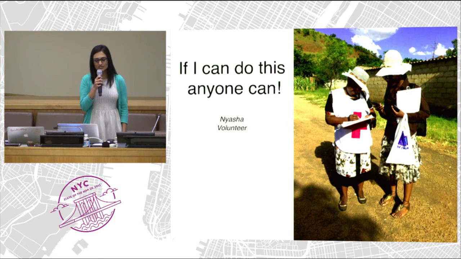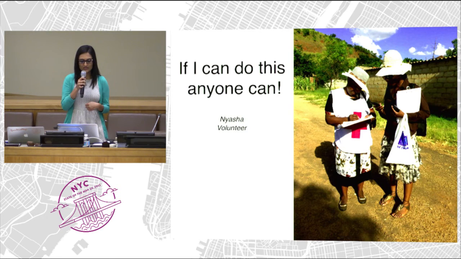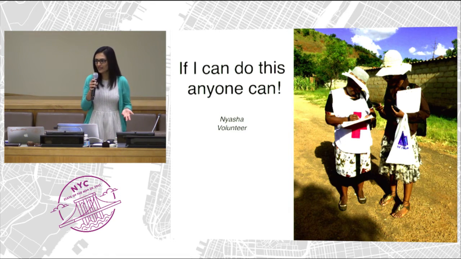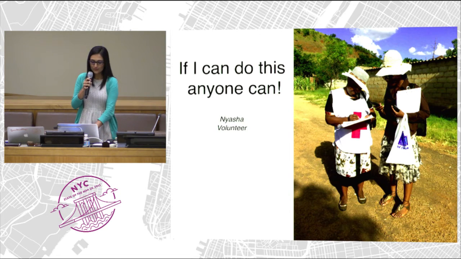And this was one of our volunteers, Nyasha, the one with the big cross. And it was really amazing. She was a mother of five and felt like she was educated, but she didn't have a way to give back or felt like she had a purpose. And one of the main things she said was, if I can do this, then anyone can. So it was pretty amazing.